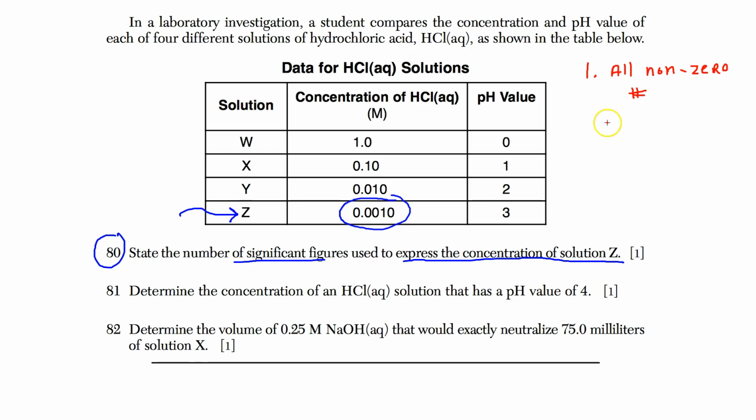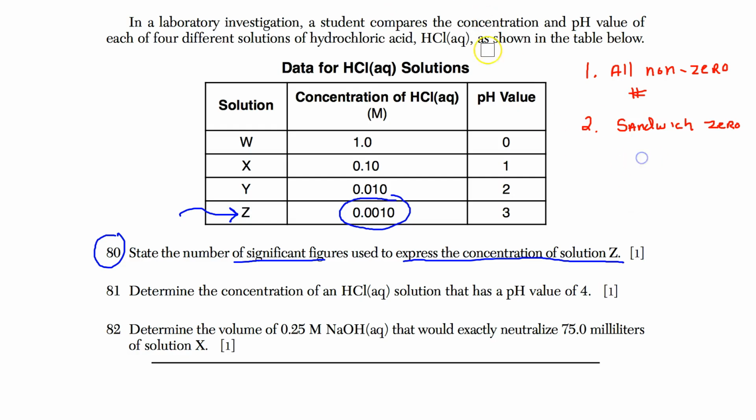Now, number 2, which doesn't apply here, but sometimes it does, sandwich zeros. Now, what's a sandwich 0? Zeros that are between non-zero numbers, like 101. This 0 is significant. Okay, so sandwich zeros are significant as well.